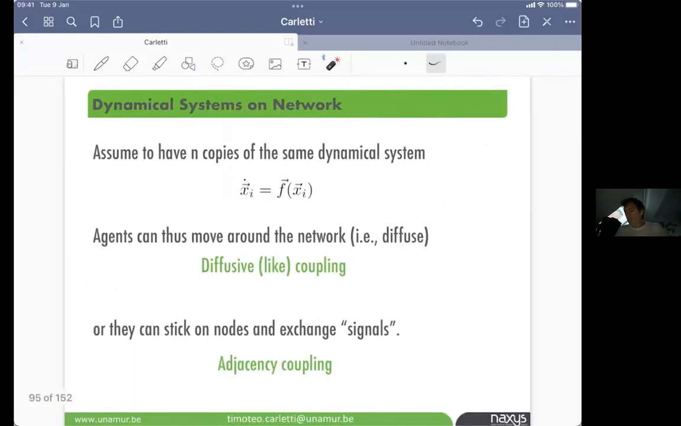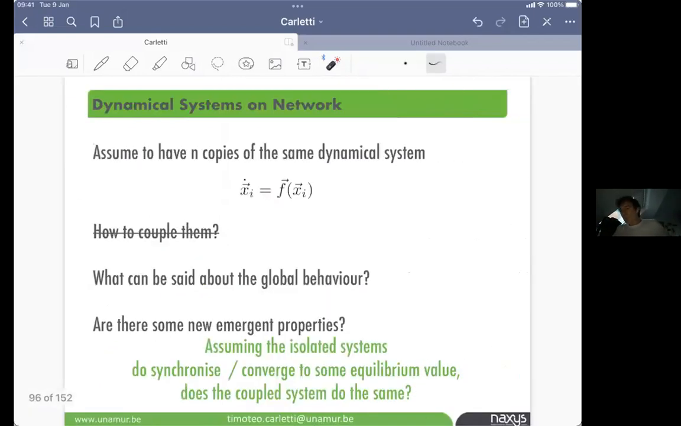Okay, so as I said, I will try to show you this diffusion-like coupling, because diffusion is in some sense Brownian motion. I say diffusion-like because there is no Brownian motion behind. Also this adjacency coupling, with this idea of signal. So I send you information, but I don't move. So in some sense, you become affected because I send the virus, but I will no longer be there.